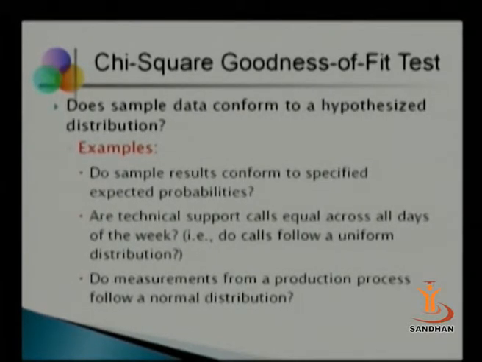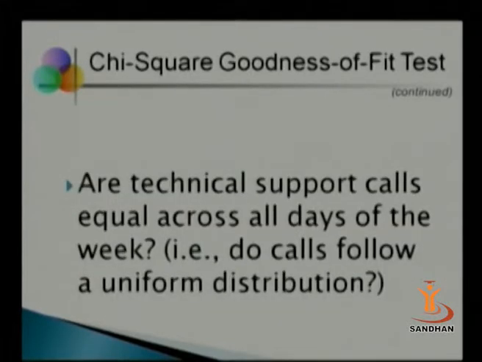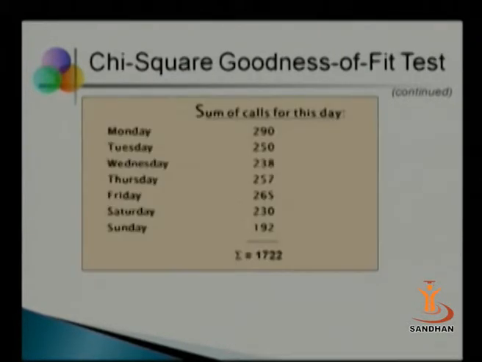For this we take one example. We have data about technical support calls for various days of the week. Here the question is, are the technical support calls equal across all days of the week? That means whether the calls follow a uniform distribution or not. This hypothesis we want to test. For the 7 days of a week, the number of calls arrived are listed on the slide, and there are a total of 1722 calls overall.